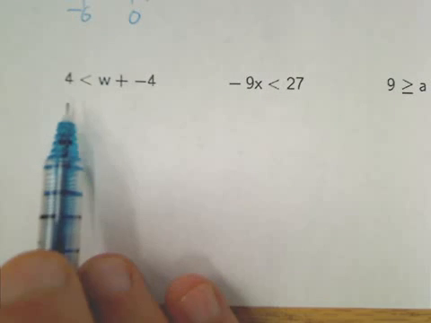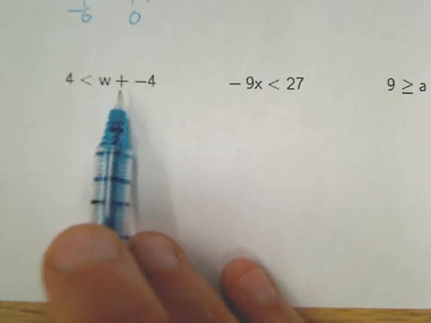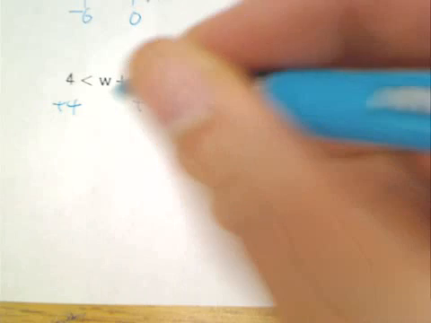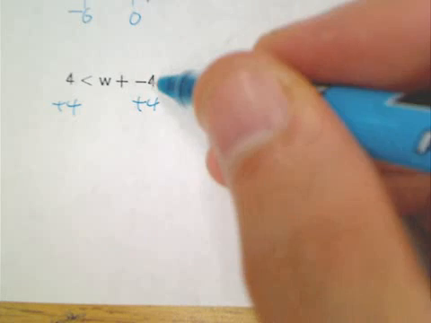Like I said, I'm going to go on the left-hand side. So I have w plus a negative 4, and to get rid of that negative 4, I'm going to add 4 to both sides. Okay, negative 4 plus 4 cancels out.